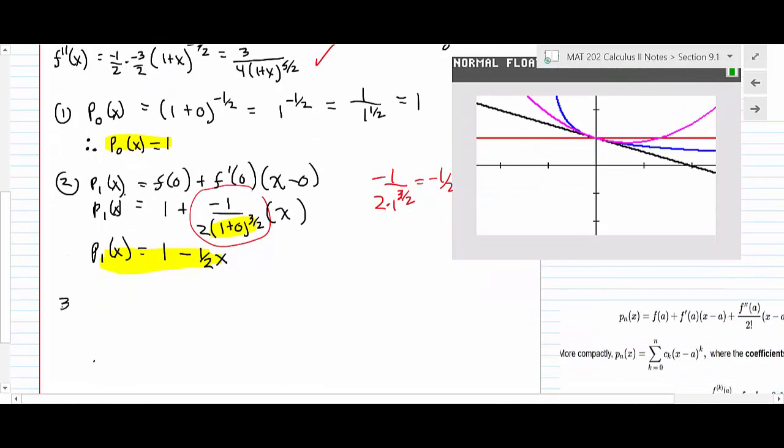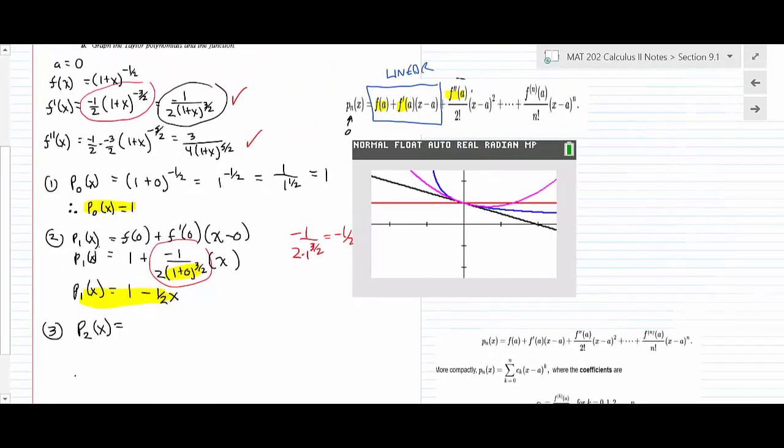So we're going to go to the second order. So we do P2 of x, standing for the second order polynomial. And then this goes like this, okay? When we put this together now, you want to do this. And if you look at this formula, we're doing this whole thing right there.